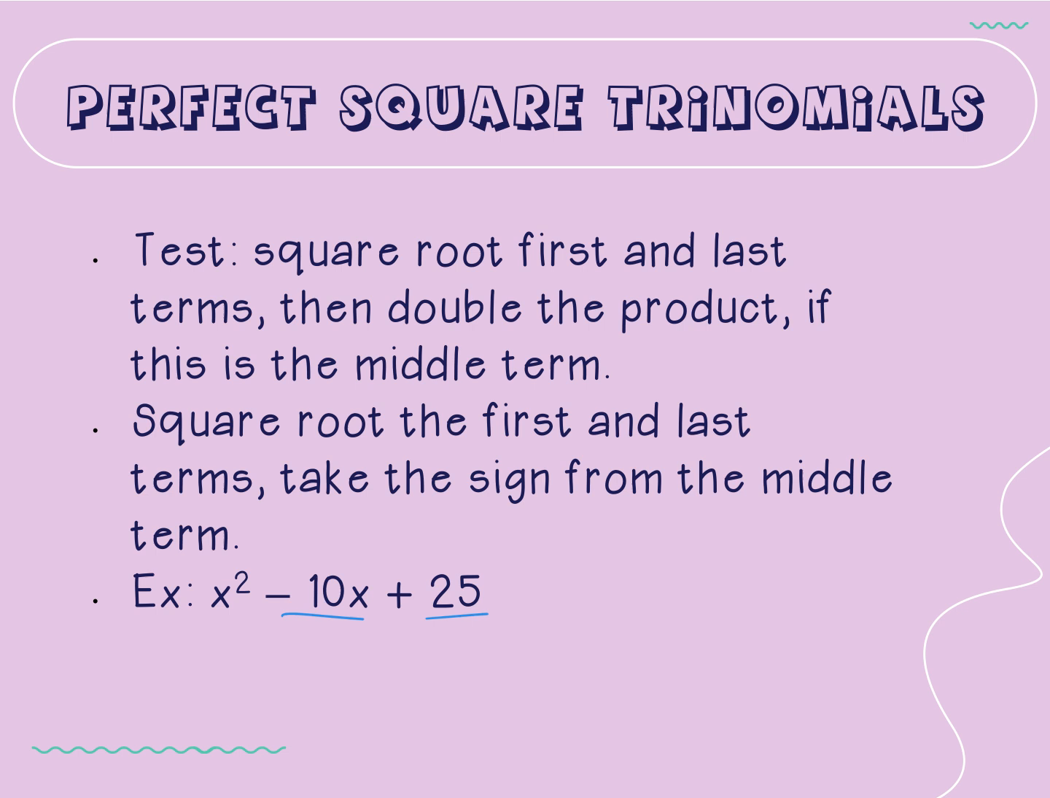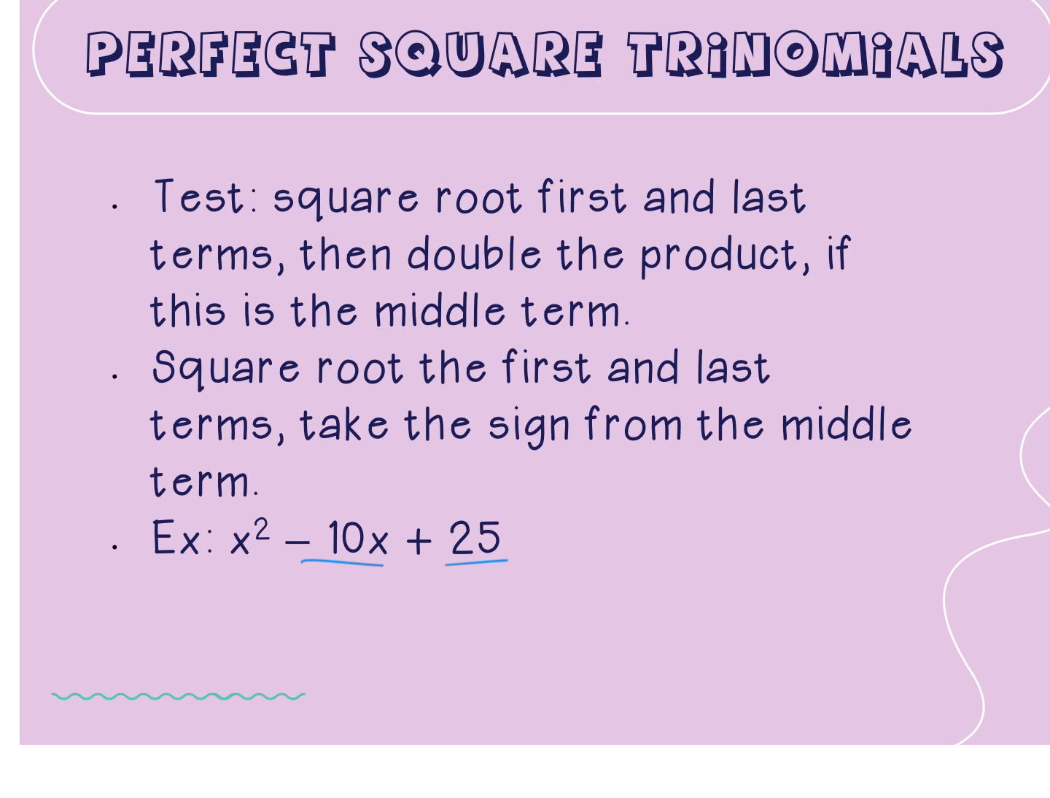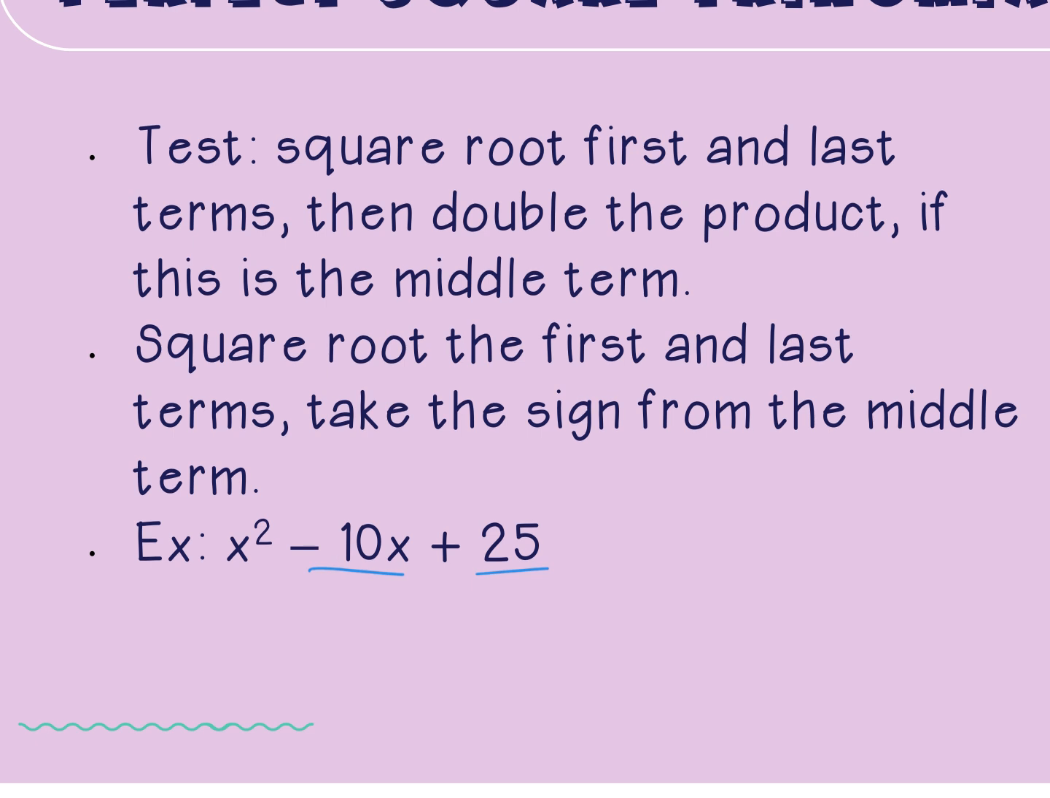There's a lot of words here, but the test for it is you're going to square root the first and square root the last, double their product, and if it's the middle term, then you're going to have the square root of the first, square root of the last, take the sign from the middle, and then you're going to square it. Again, a lot of words, but let's just actually try it.